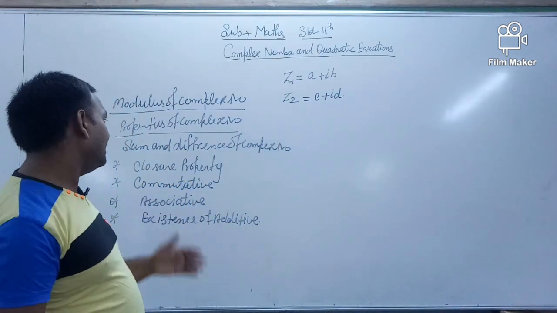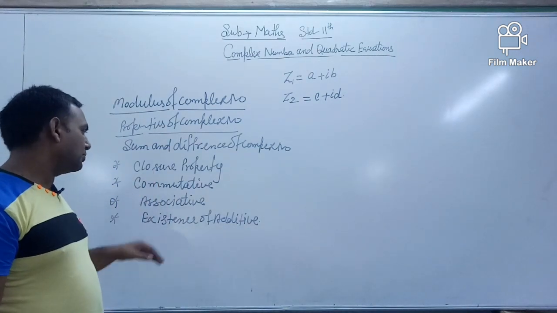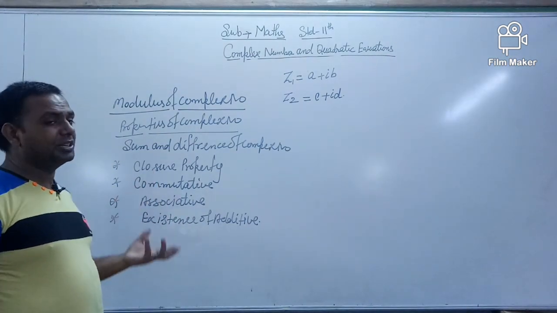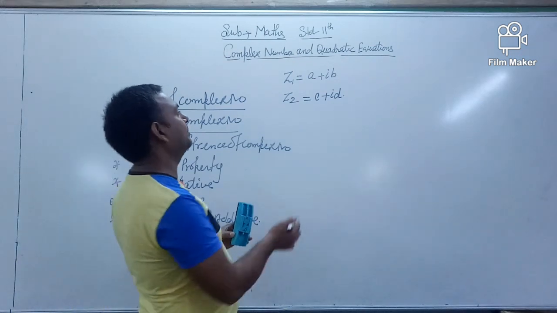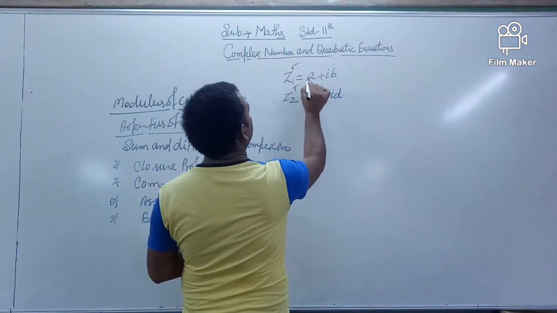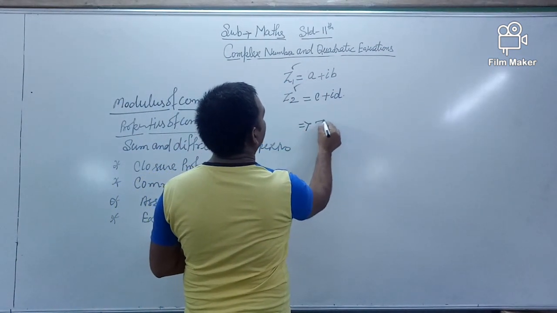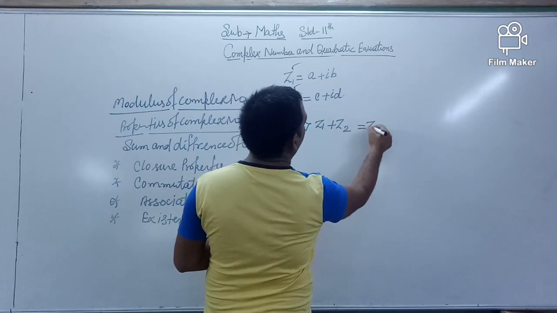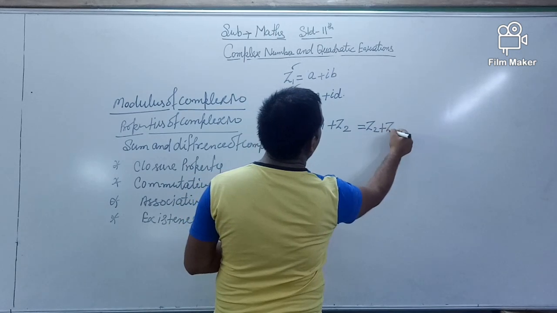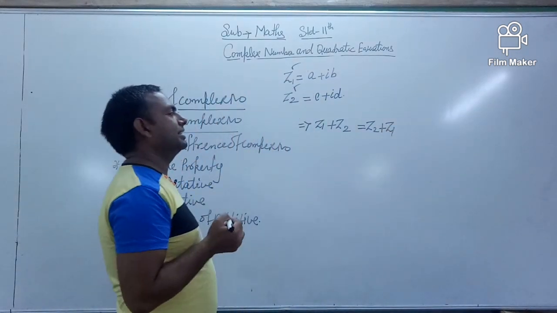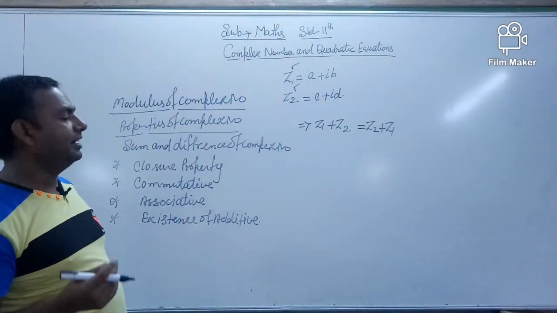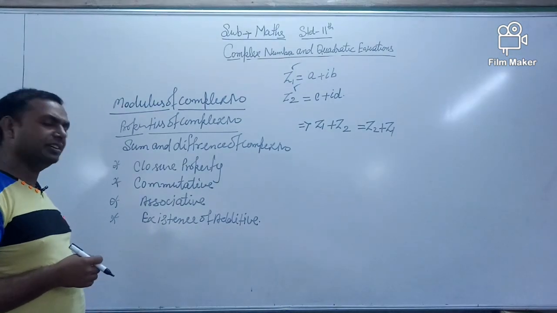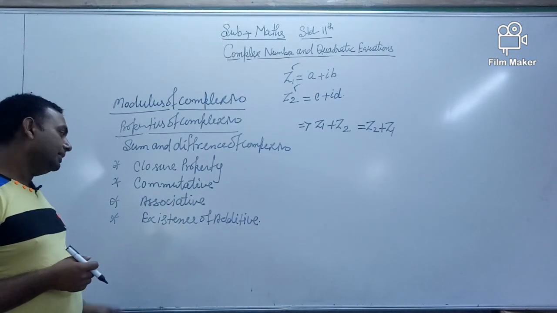Okay. The second property is the commutative law. What is commutative? Suppose you have complex numbers Z1 and Z2. If you write Z1 plus Z2, it can also be written in the form Z2 plus Z1. This is called the commutative property in the case of addition of complex numbers.